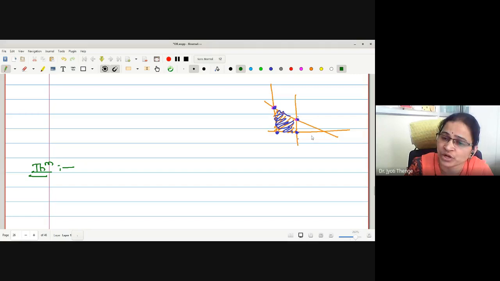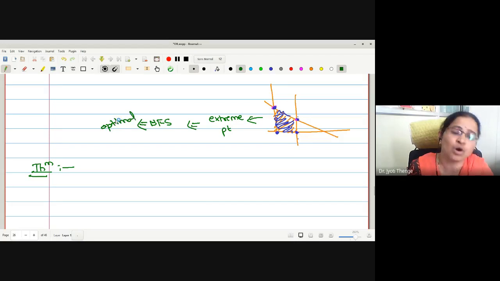Actually, an extreme point gives us the basic feasible solution, as we have just seen. Okay, correct now? What we have seen? An extreme point gives a basic feasible solution. Now, by this theorem, what are we going to show? At least one of them gives us the optimal solution as well. Okay. One more part to prove in the next theorem.